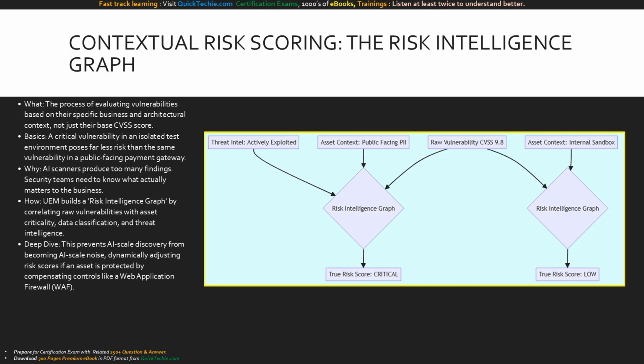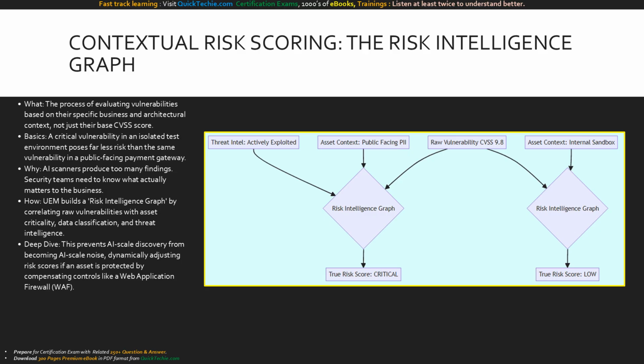Because AI scanners produce an unmanageable volume of findings. We must filter out the noise. How does the platform do this? It builds a risk intelligence graph, dynamically correlating the raw vulnerability with asset criticality, data classification, and live threat intelligence. In our deep dive, we see that the platform can even downgrade a risk score automatically if it detects that a compensating control, like a WAF, is actively blocking the attack path.